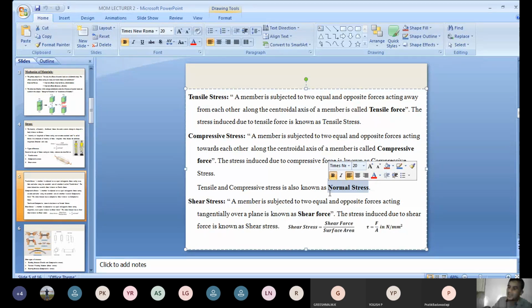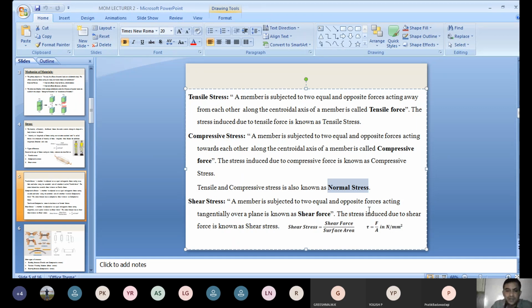Now, normal stress is nothing but normal load divided by cross-sectional area. Shear stress is nothing but shear force divided by surface area. So remember these two definitions. They are very, very important. Again, the shear stress notation we use here is tau, shear force over surface area, which you can also represent as A or A suffix S. It is measured in Newton per mm square.